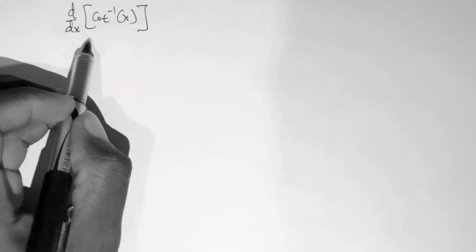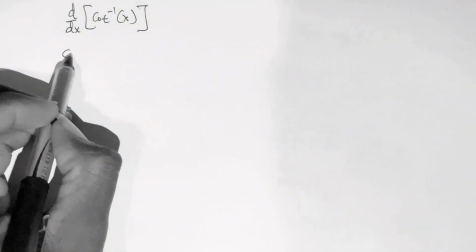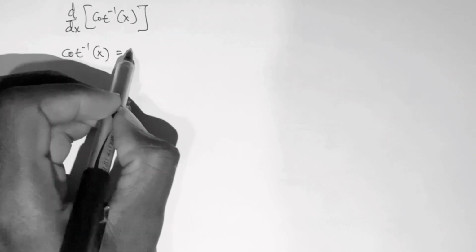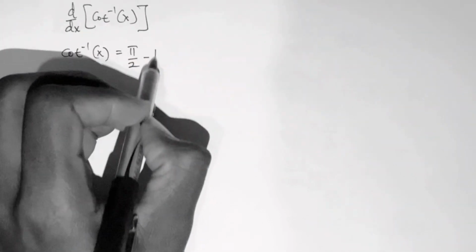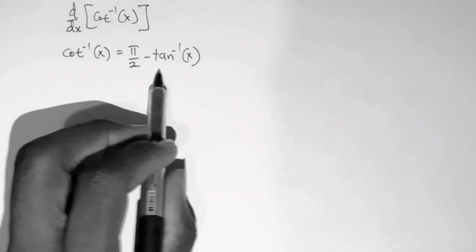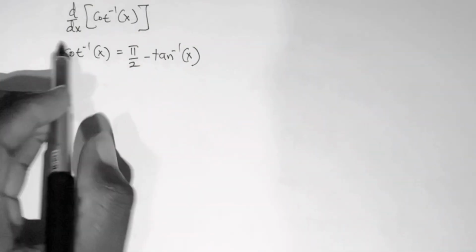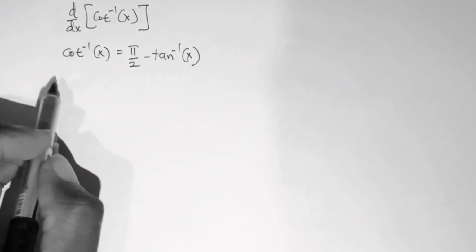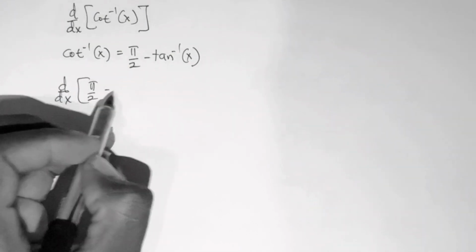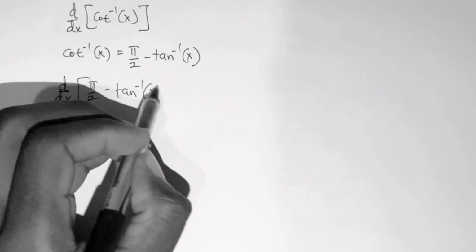cot inverse of x? Now, to be able to do this, let me write a very important identity. Cot inverse of x is equal to pi over 2 minus tan inverse of x. Now, I'll prove this later on in the video, but let's just use it. I'll later prove this identity. So it implies that to differentiate cot inverse of x, we can just say it is equal to d dx of pi over 2 minus tan inverse of x.